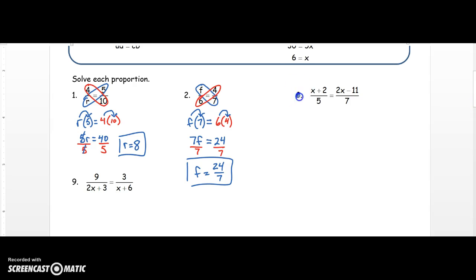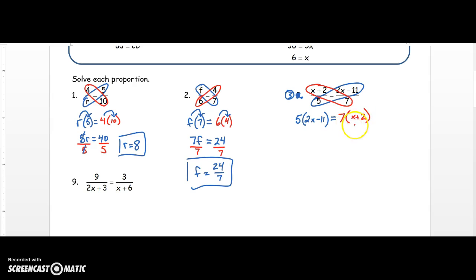Okay, sorry for the mishap. This is actually number 3, not number 8. So go ahead, cross multiply. Let's do 5 times 2x minus 11. Now this is where the parentheses are going to come in handy. Because see, now we set up a nice little distribution problem that we've been working on. Okay, so we have 5 times 2x minus 11 equals. Now what I like to do here is make sure the single number is outside the parentheses.